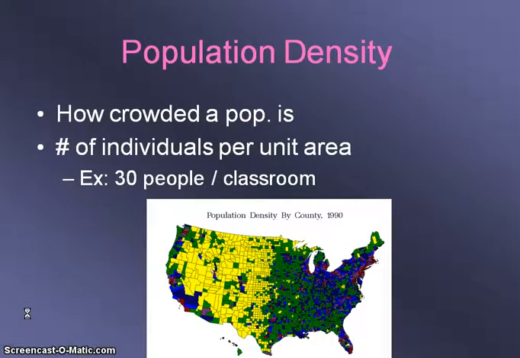Population density refers to how crowded a population is, so how many individuals are in a particular area. For instance, the population density of our class would be 30 students in one classroom, or 25 students in one classroom, depending on which class you're in.